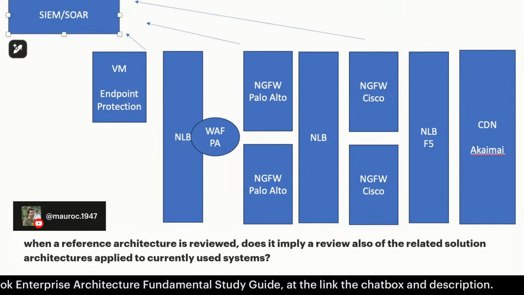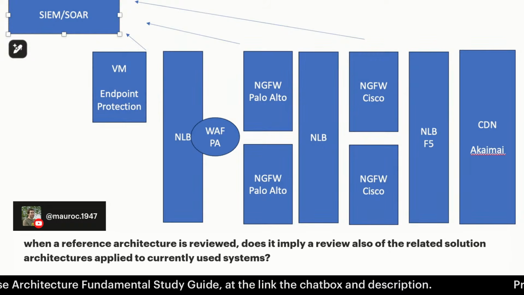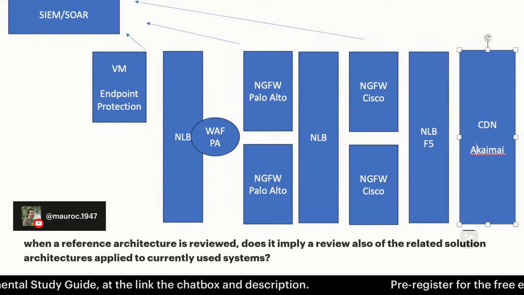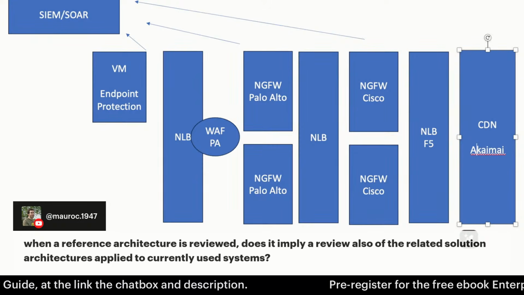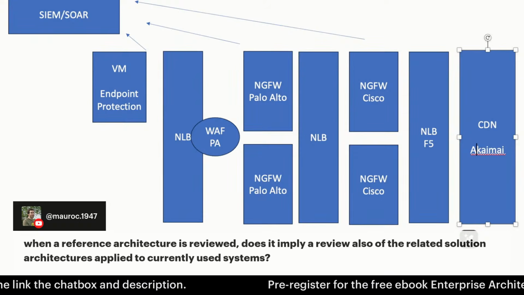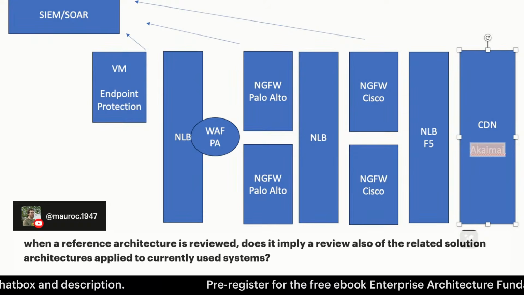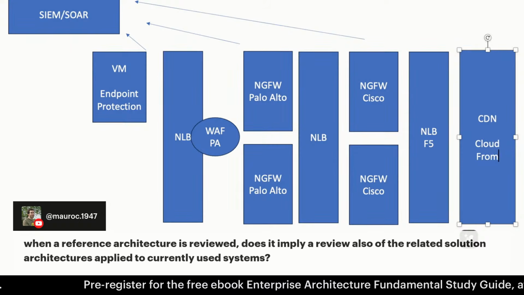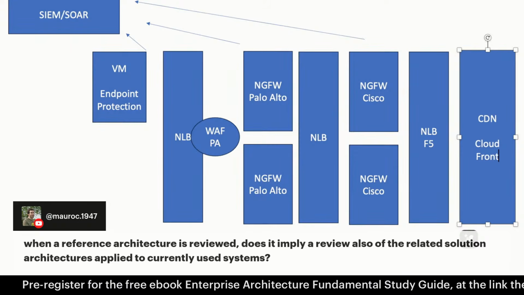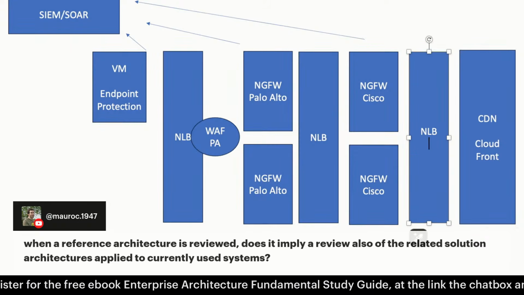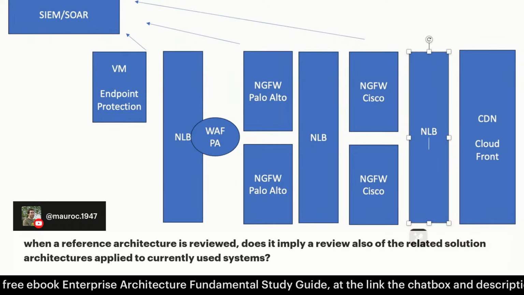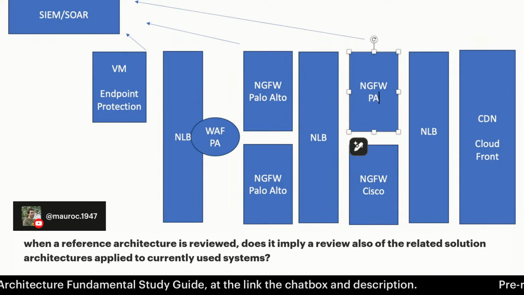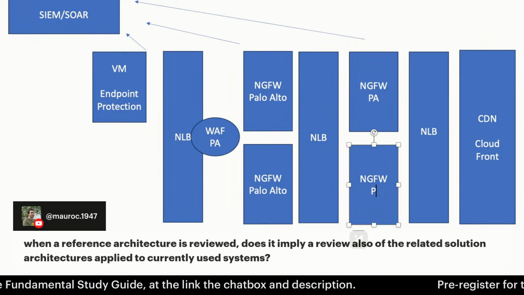Because if we created the reference architecture without these vendors, from an enterprise architecture perspective, the next time the security team wants to get a new set of vendors, they don't have to go back, and we don't have to start an enterprise architecture process. So if they want to change this CDN to CloudFront from AWS, and they want to change this network load balancer to an AWS network load balancer, we don't really care. Now, if they change this one to a Palo Alto firewall, we don't care.